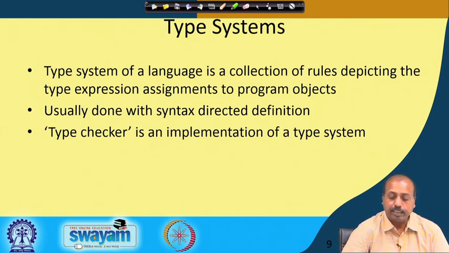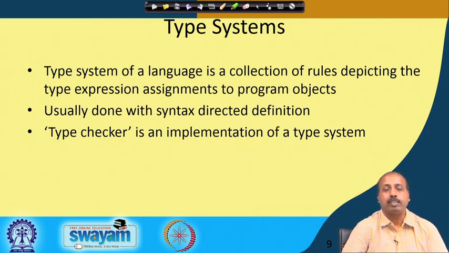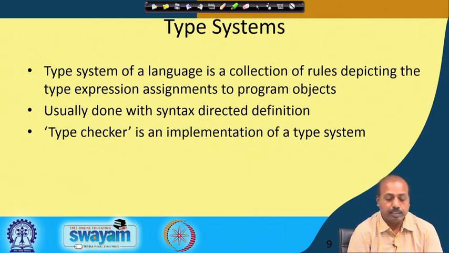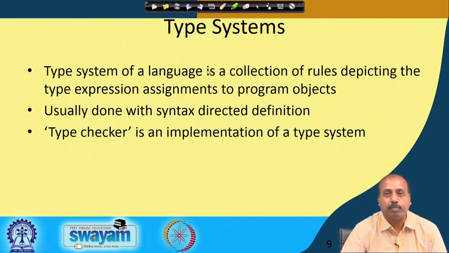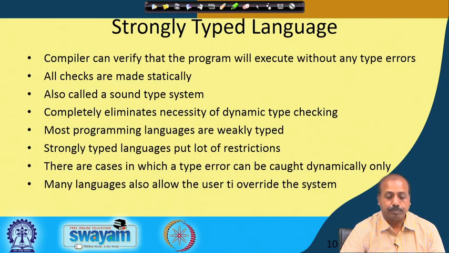And the type checker is an implementation of a type system. So, we have the type system that is specified by the language, and the type checker is implemented by the compiler designer. The type checker will be using the syntax directed translation mechanism, and accordingly it will be producing some actions while doing the reductions in the grammar rules, in the parser while it is doing the reductions. So, it can check for those rules of the language.